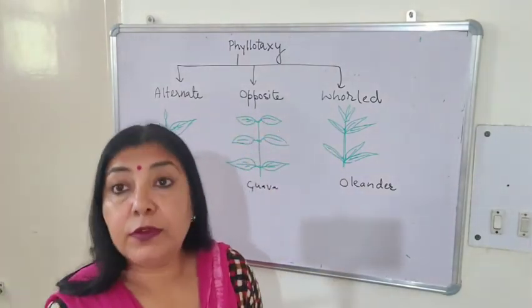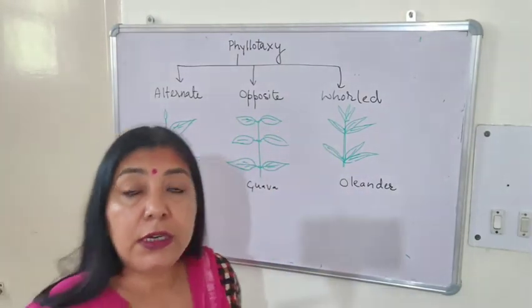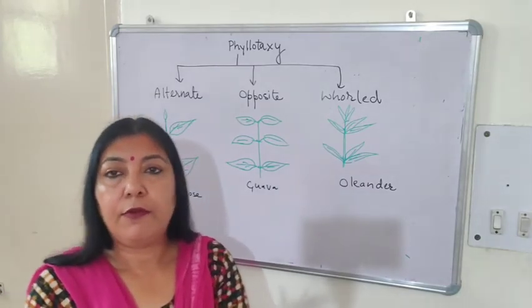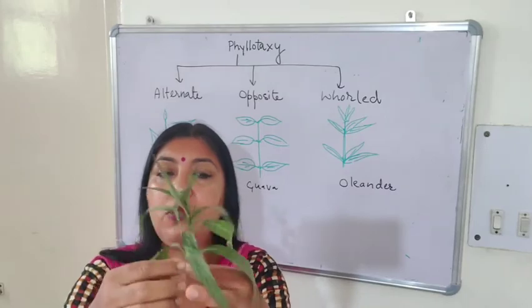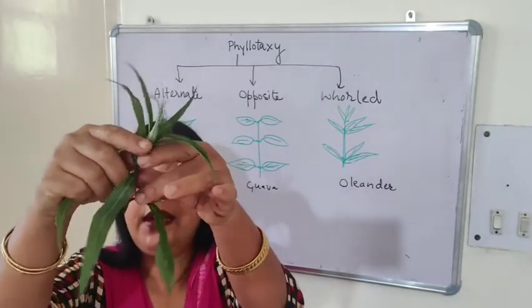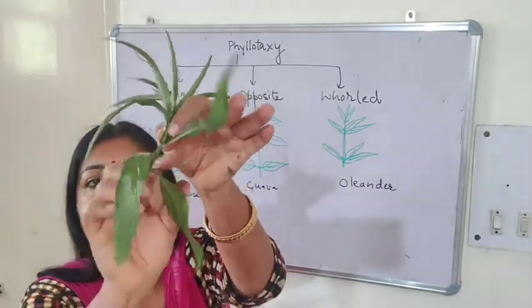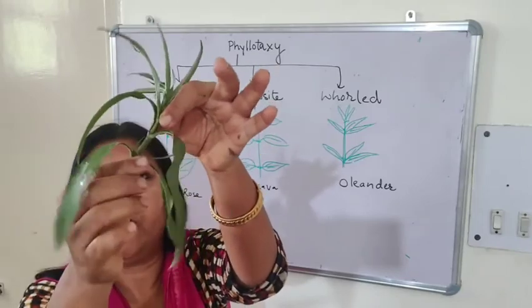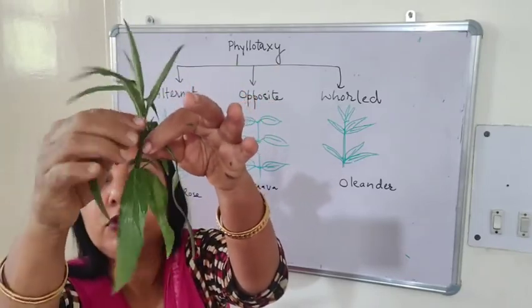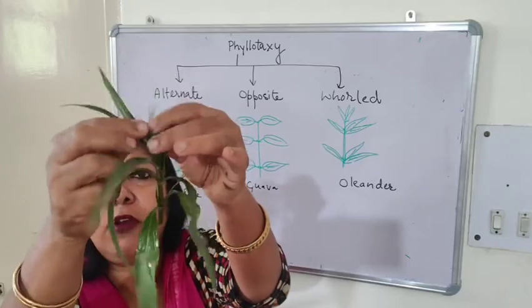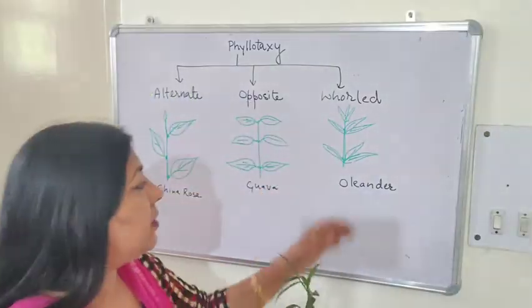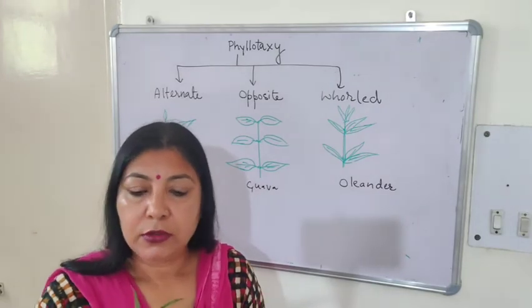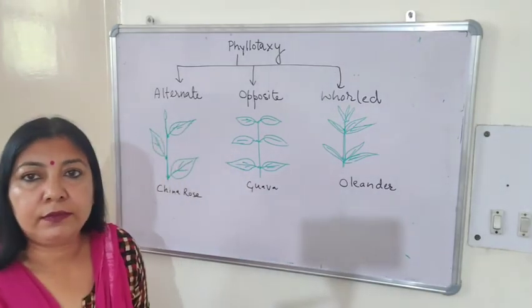Then third is whorled. In whorled phyllotaxy, from each node, more than two leaves arise. For example, here you can see 1, 2, 3, 4. 4 leaves are arising from one node. Here also so many leaves are arising. Here also so many leaves are arising. So example is oleander. So this is called phyllotaxy.